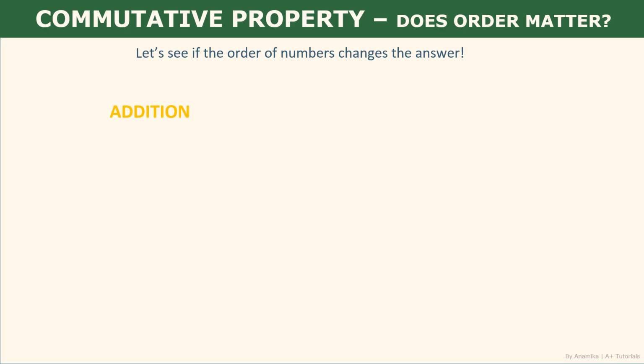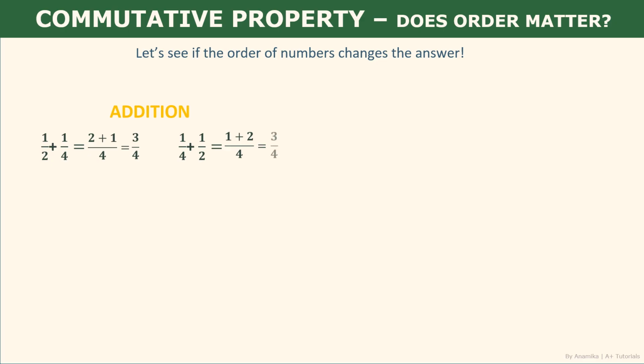Addition. Let's try with fractions. 1 by 2 plus 1 by 4. To add these, we find a common denominator. So 2 plus 1 whole divided by 4 equals 3 by 4. Now what if we swap them? 1 by 4 plus 1 by 2 equals 1 plus 2 whole divided by 4, and that gives us 3 by 4.